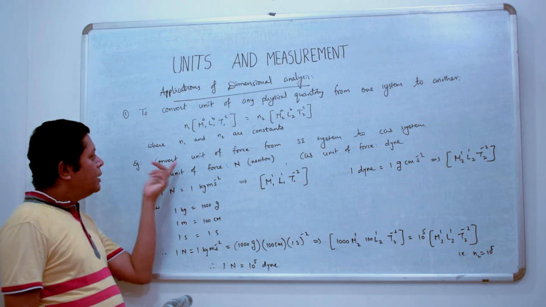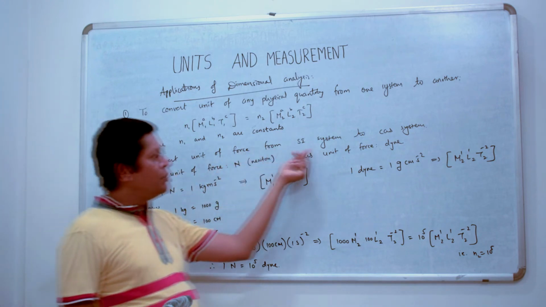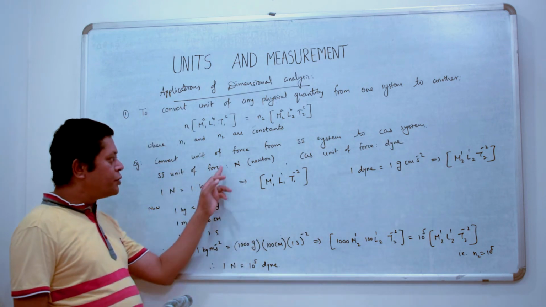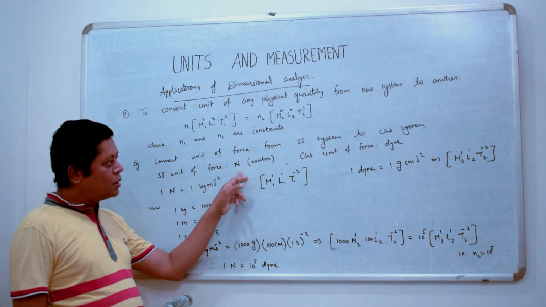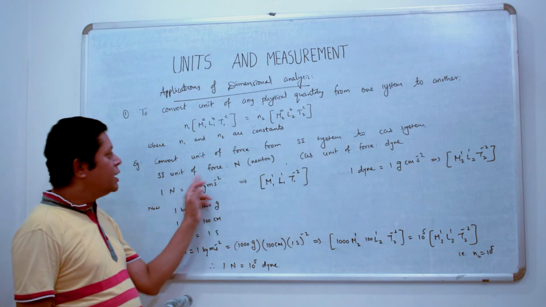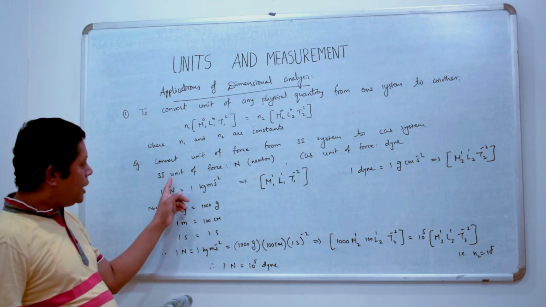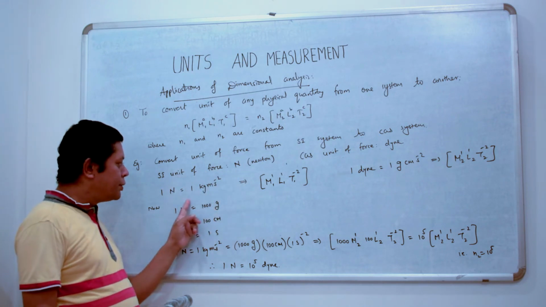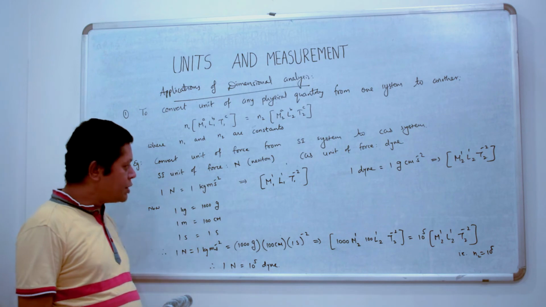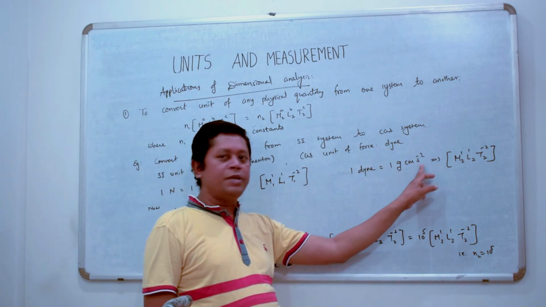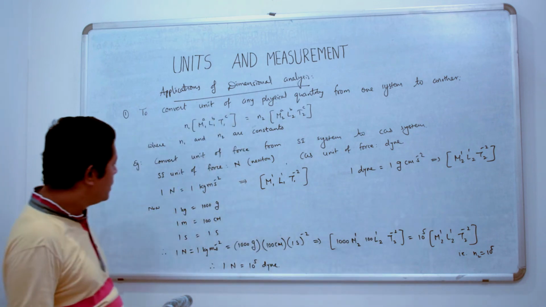Example, let us take converting the unit of force from the SI system to the CGS system. The SI unit of force is the Newton, whereas in the CGS system it is the dyne. In the SI system, 1 Newton is 1 kilogram meter per second square. In the CGS system, 1 dyne is 1 gram centimeter per second square.